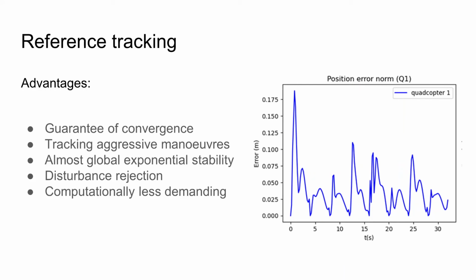The advantages of this method are as follows. Guarantee of convergence under some assumptions like bounded velocities. The ability to track aggressive maneuvers with large angular and position variations. Exponential stability for tracking. Complete rejection of matched disturbances. And small computational expense. As you can see from the results of our simulation, the controller manages to keep the position error low even with different initial conditions and in the presence of unmatched disturbances.